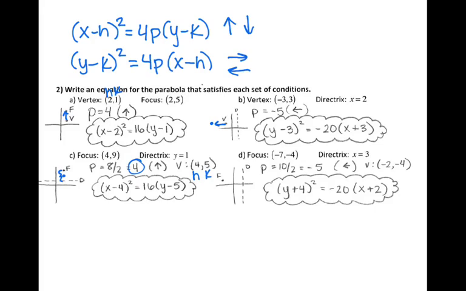And then letter d is the same thing, so I have (negative 7, negative 4) for my focus. Directrix is x equals 3, so that's a vertical line. So this entire distance across is going from an x of negative 7 to an x of 3, so that's 10 units. I'm going to cut that in half, and so that's 5. So my vertex is 5 units away from both my focus and my directrix. And since my parabola is opening to the left, I'm going to make the 5 negative. And then once I have that, I can write the equation for that parabola.